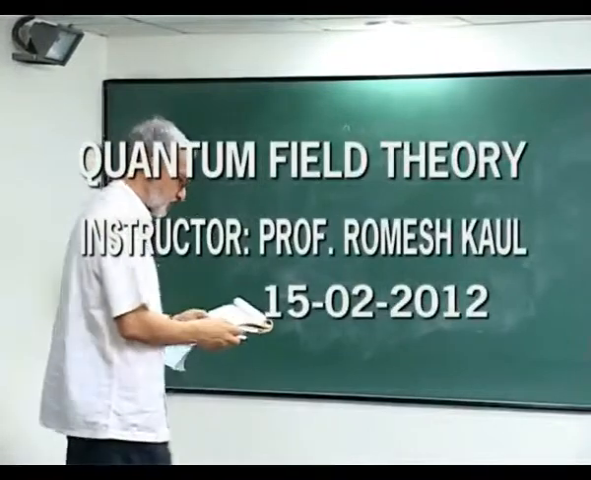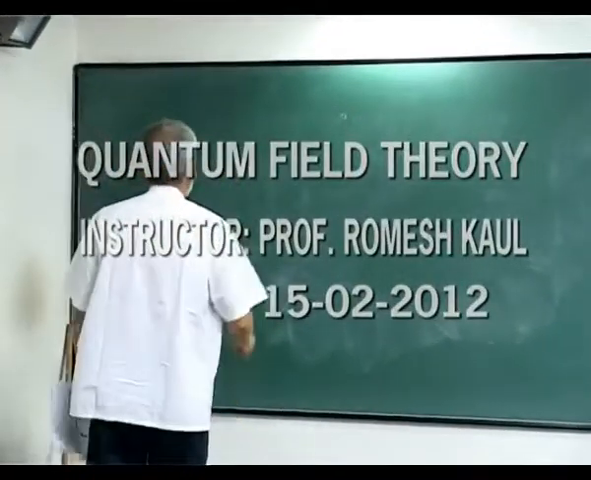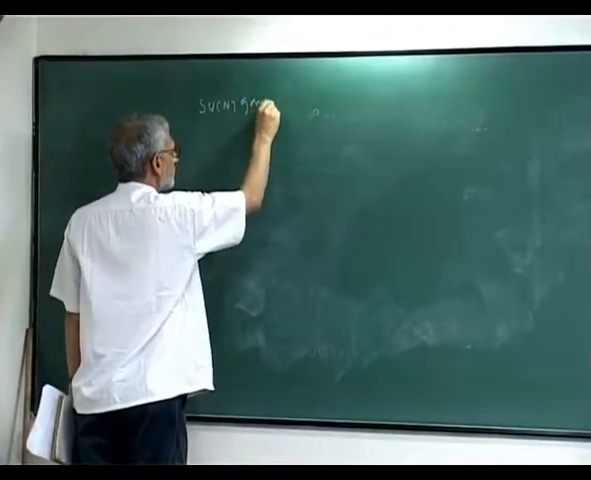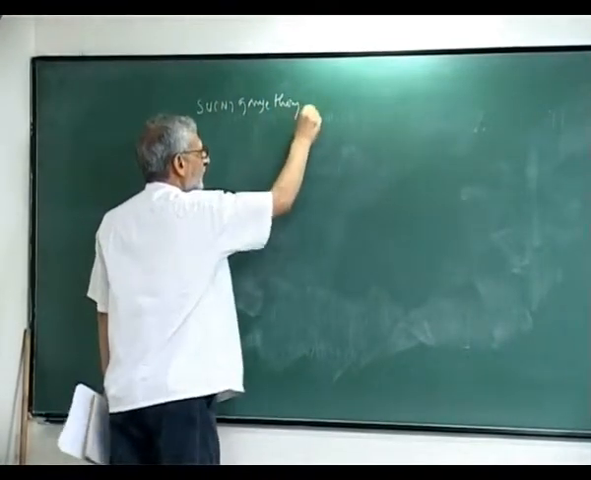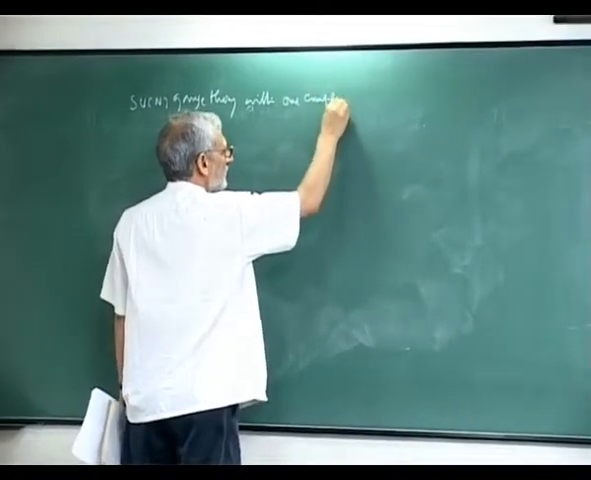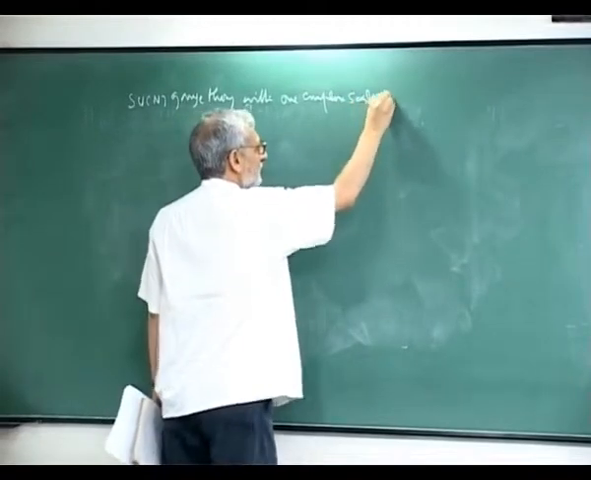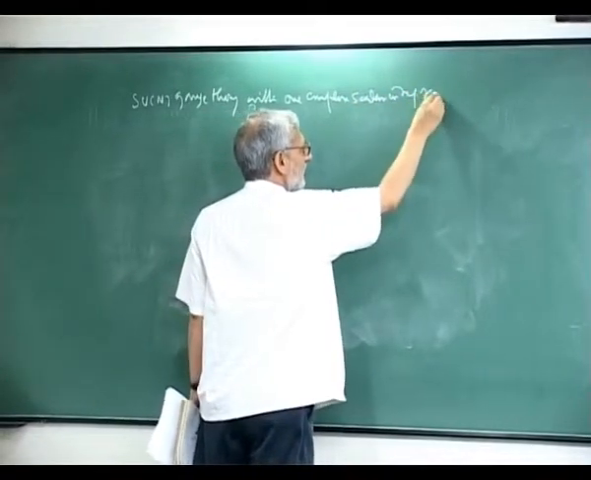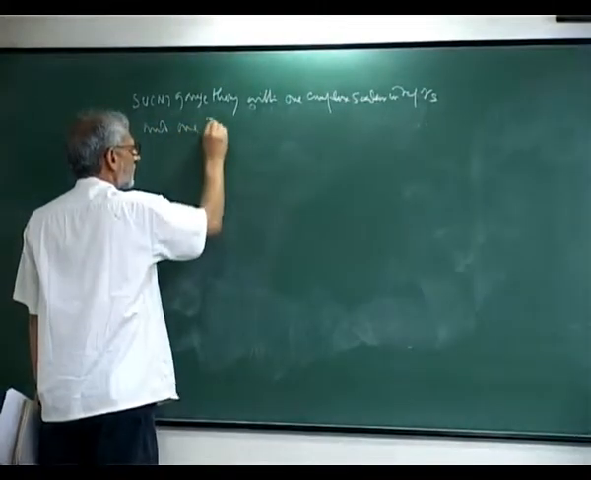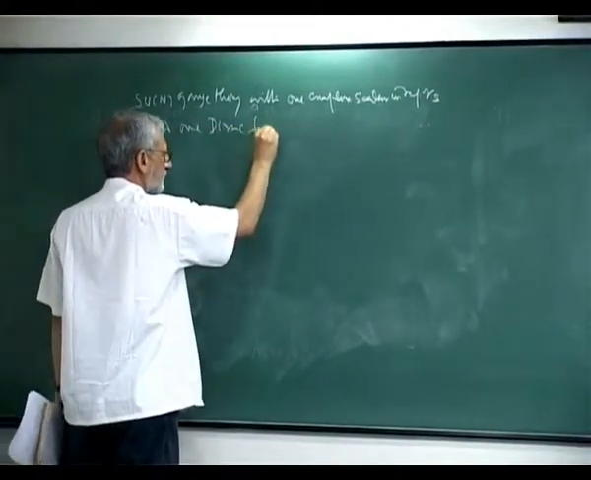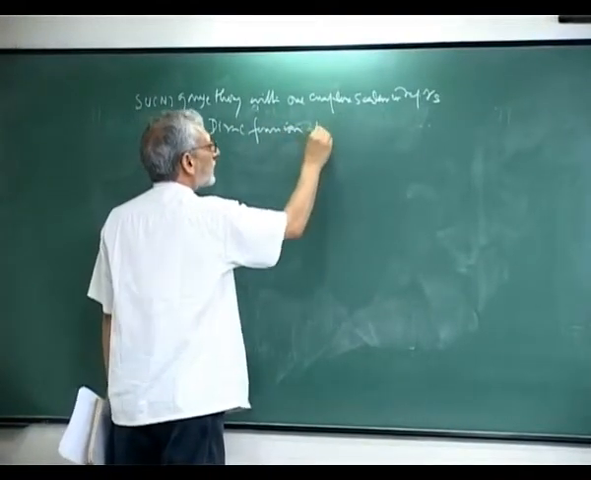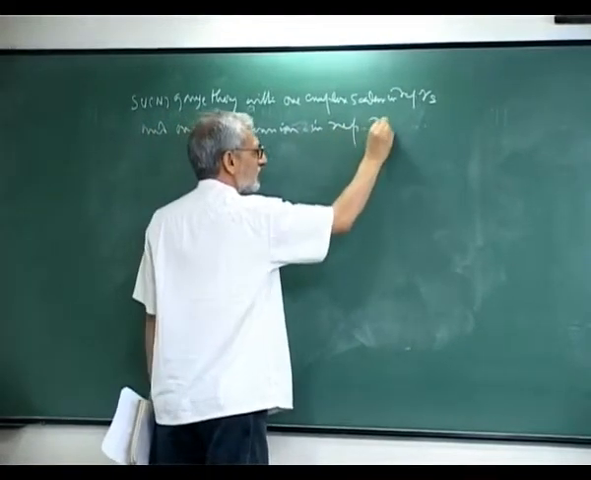So let me summarize the result. The result is that we have an SU gauge theory with one complex scalar in representation Rs and one Dirac fermion in representation Rf.